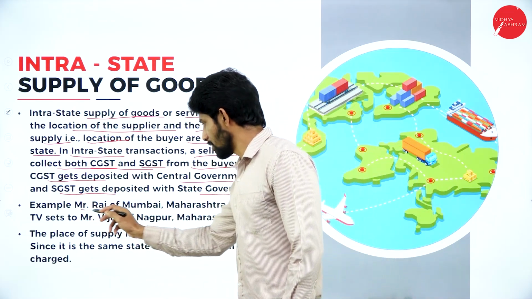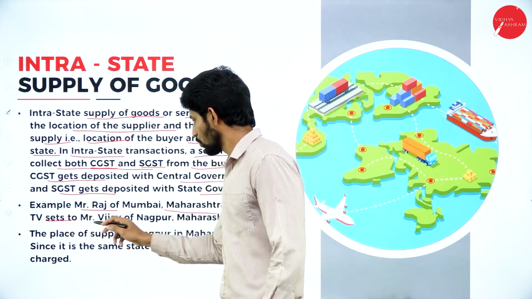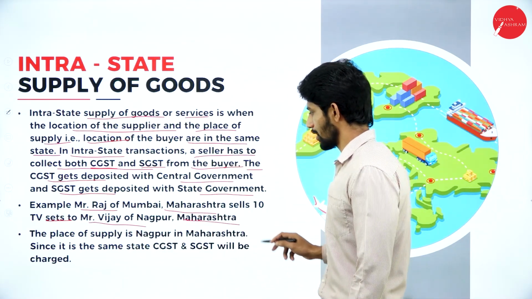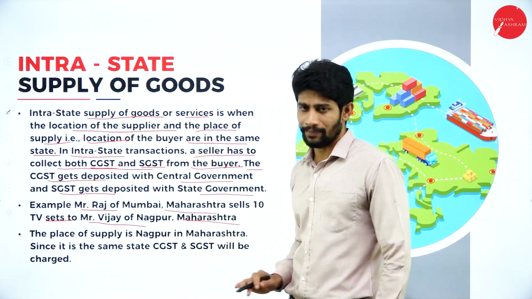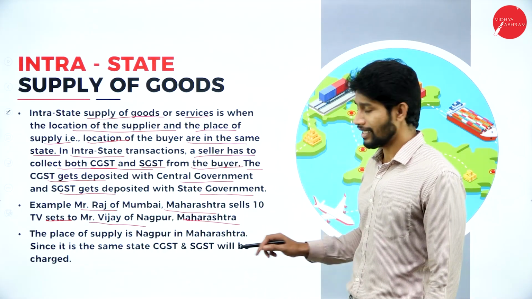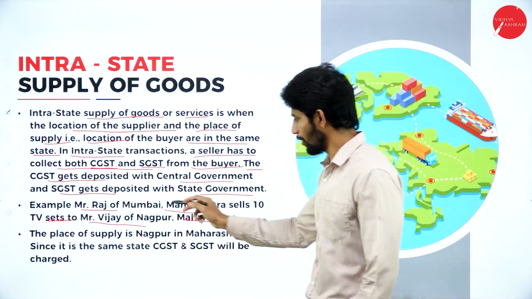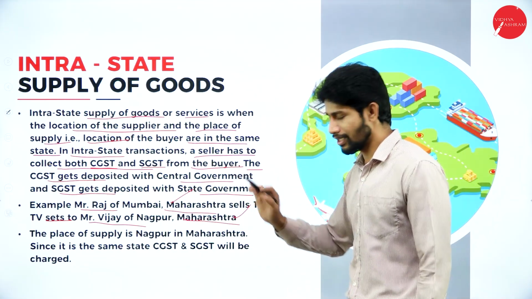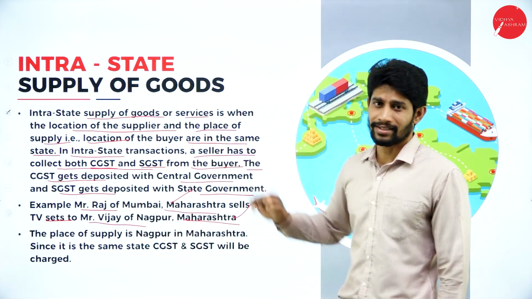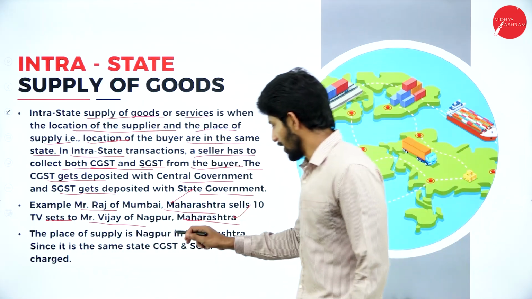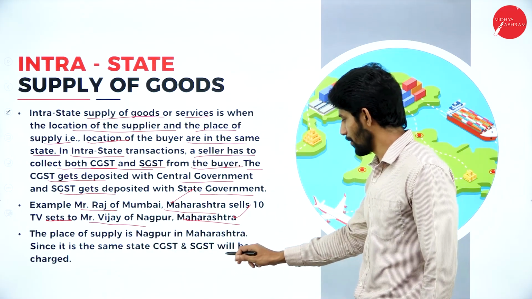For example, Mr. Raj of Mumbai, Maharashtra sells 10 TV sets to Mr. Vijay of Nagpur, Maharashtra. So here you can see Mr. Raj is selling TV to Mr. Vijay, and both are in the same state, but in different districts. The buyer as well as the seller are in Maharashtra. So this is an example of intrastate supply. The place of supply is Nagpur in Maharashtra. Since it is the same state, CGST and SGST will be charged.